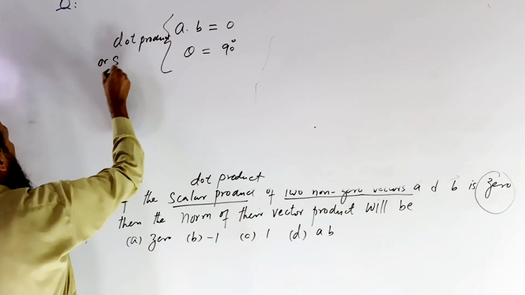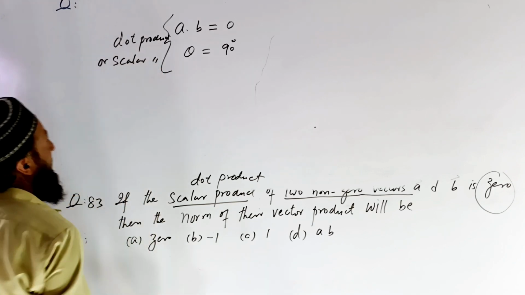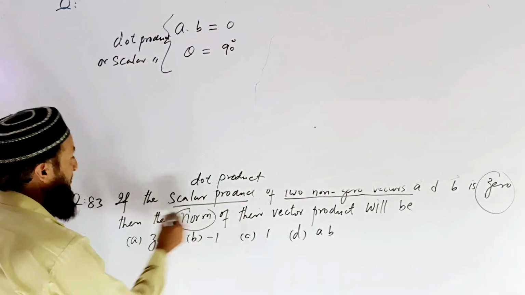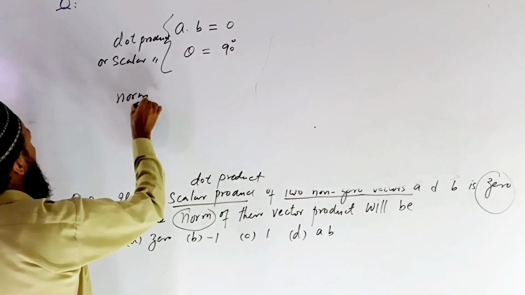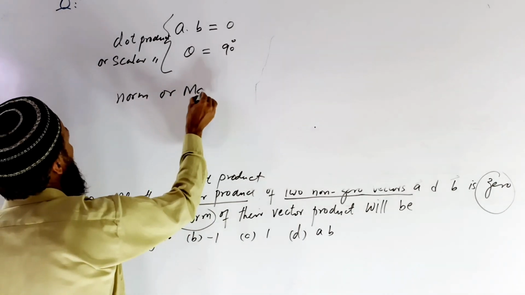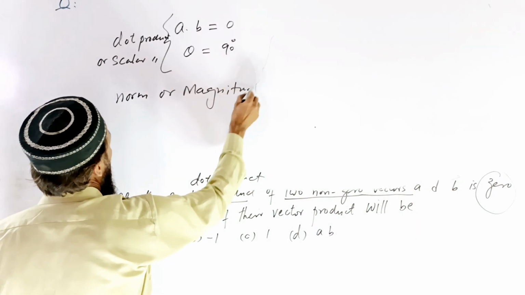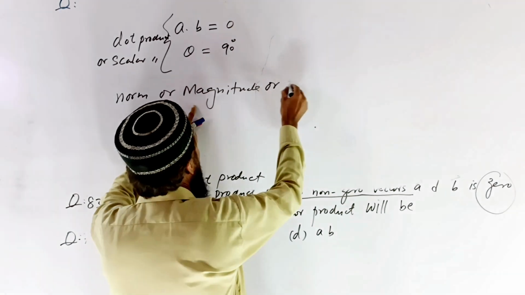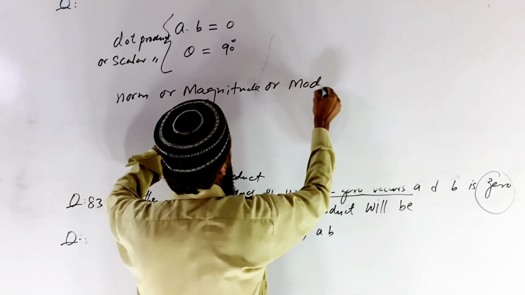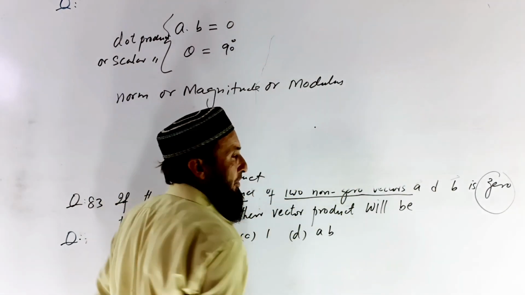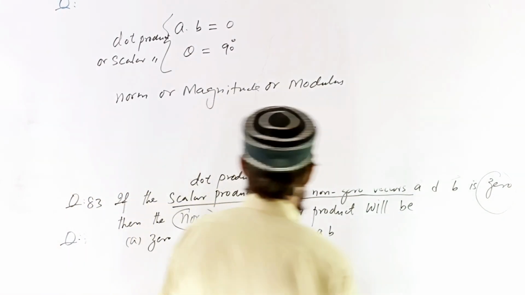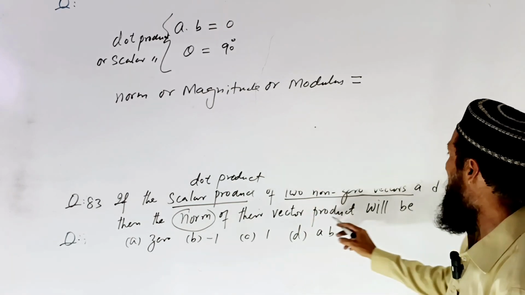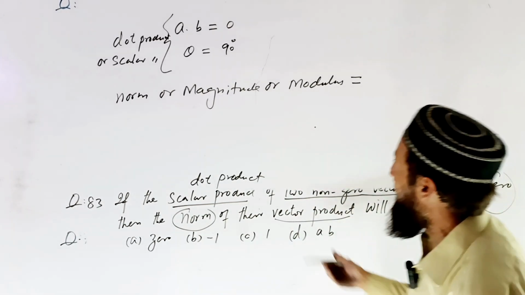The dot product is a scalar product. Then the norm, that is, the magnitude, or we can say modulus, or mod for short, is required. What is the result of the norm of their vector product? So the vector product is required.